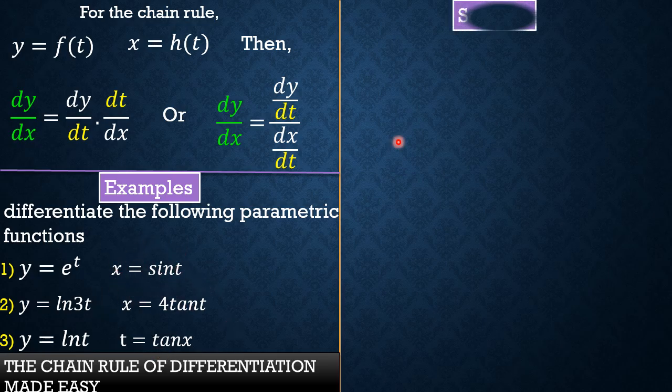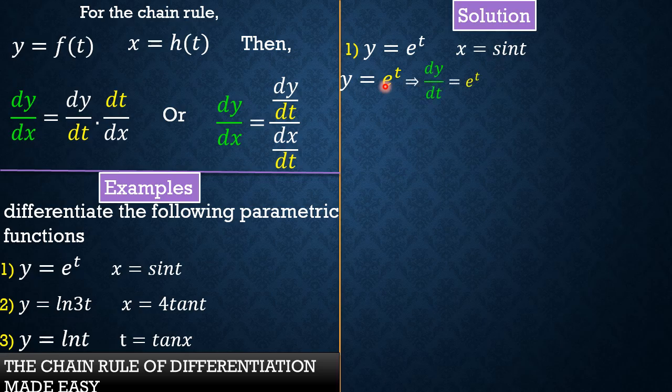All right, let's look at the solution. We have the first one, y equals e raised to the power t and x equal to sine of t. Let's look at the first one part by part. We have y equals e raised to the power t, right? We want to get dy by dt. What do we do? We differentiate it. So dy by dt, keep in mind that e raised to the power t never dies. If you differentiate it 1 million times, you still have it. So dy by dt gives us the same e raised to the power t.